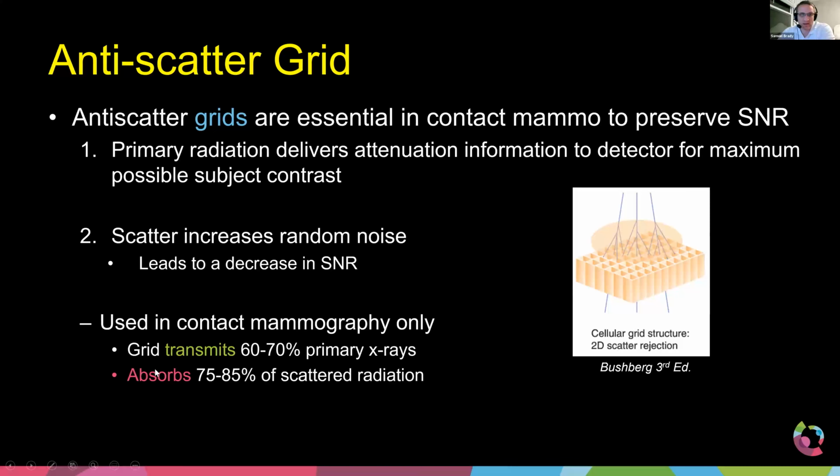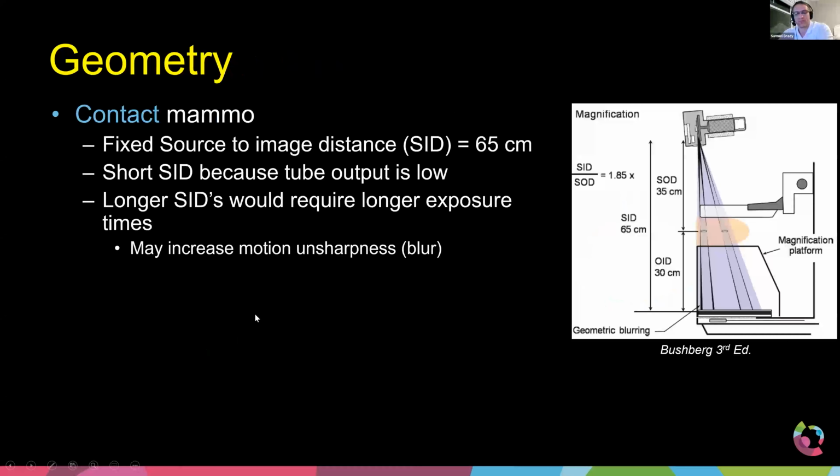We do not use them in magnification mode, and they allow roughly 60 to 70% of the primary photons to go through the breast and through the grid to the detector, but they're really efficient at absorbing 75 to 85% of all the scattered radiation. So in contact mode, you should always, always, always image with a grid in.